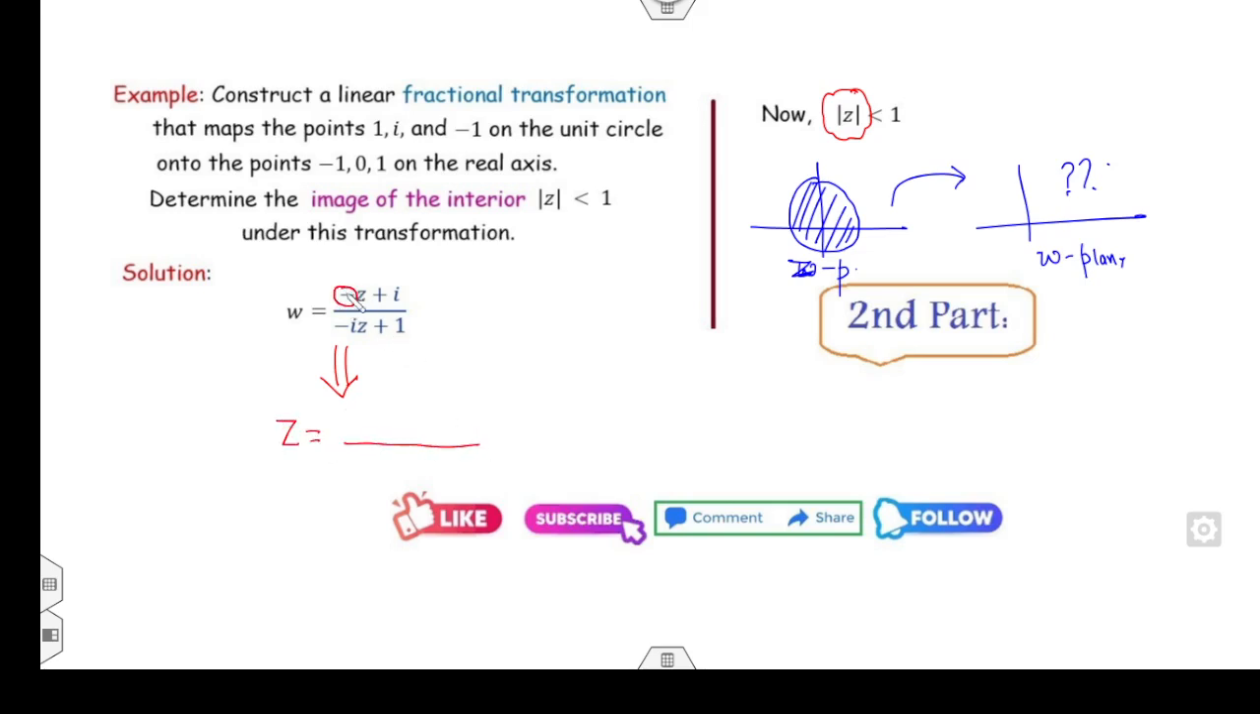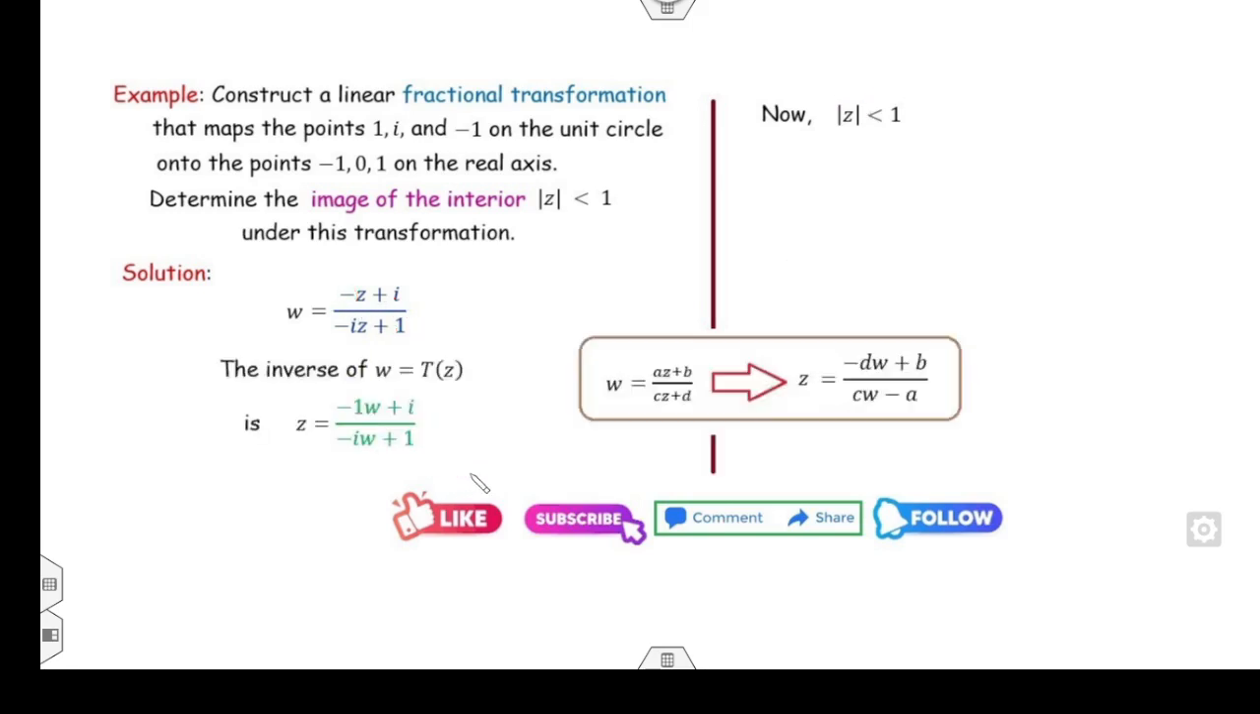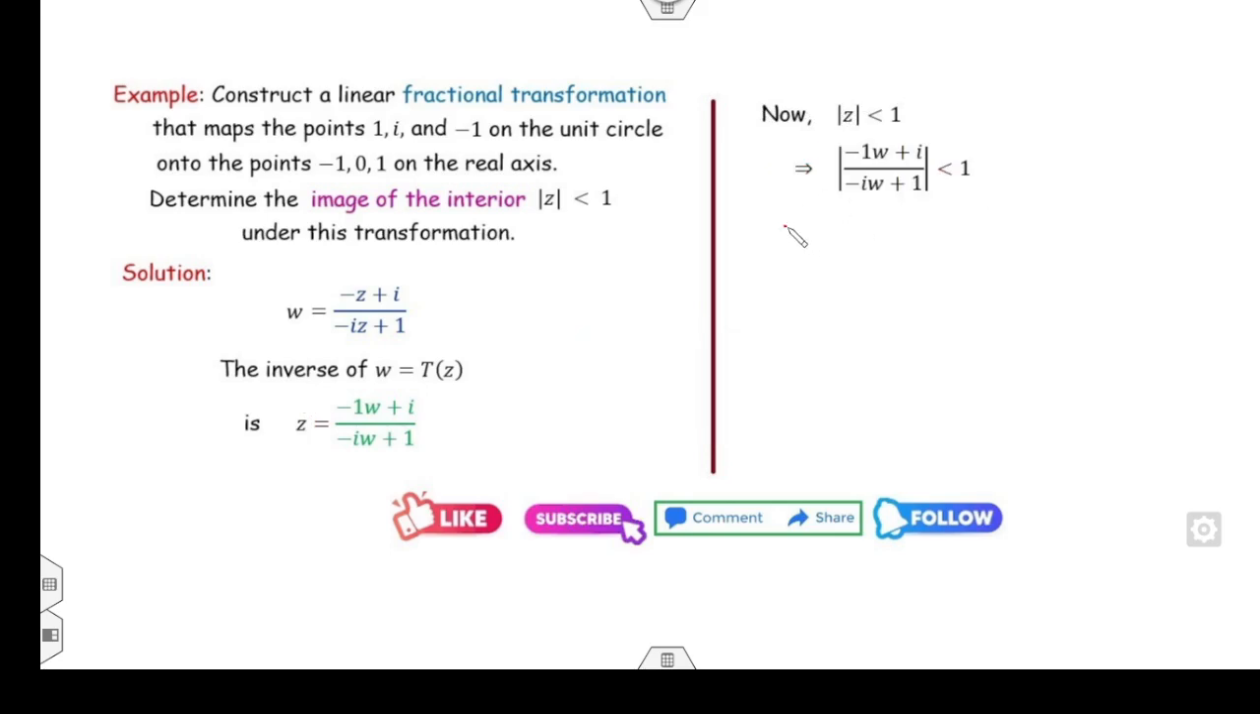I can replace the coefficients of the A and D with a negative sign. It's a 1, so I can write as a -1. Fine. Plus iota. It's a minus of iota. Minus of this coefficient is a minus minus plus, by using the same concept of the inverse Mobius transformation. I can substitute the value of the Z in the given expressions. So it will be modulus is strictly less than 1. Now you can simplify these expressions. It will be modulus of minus W plus iota is less than modulus of minus W plus 1.